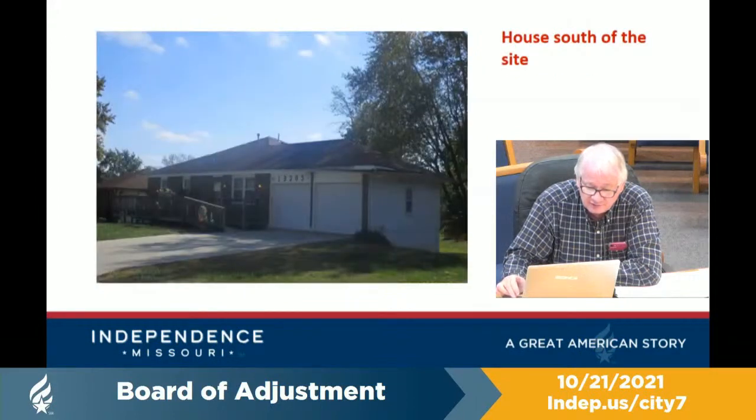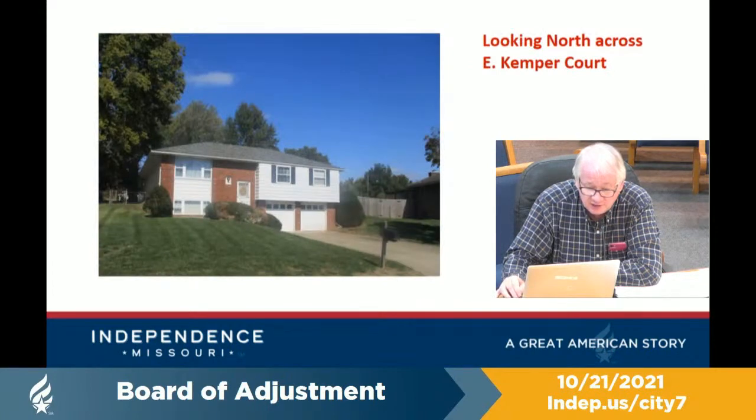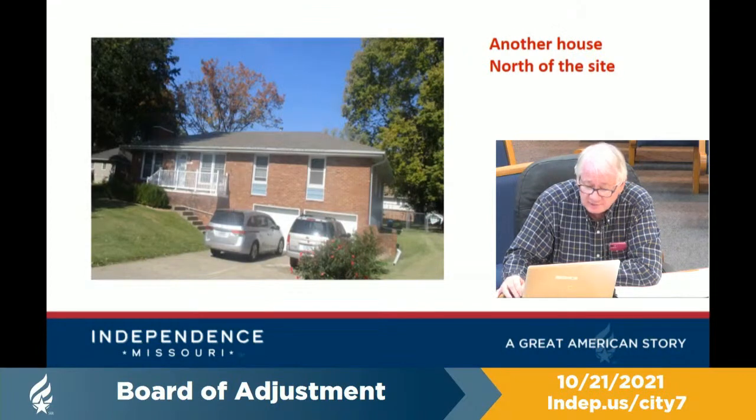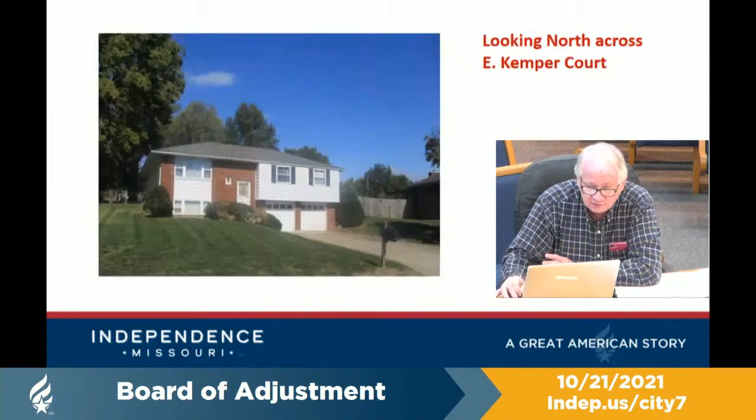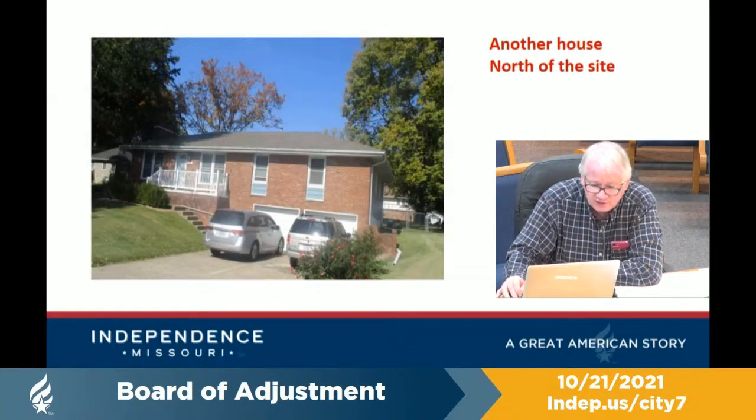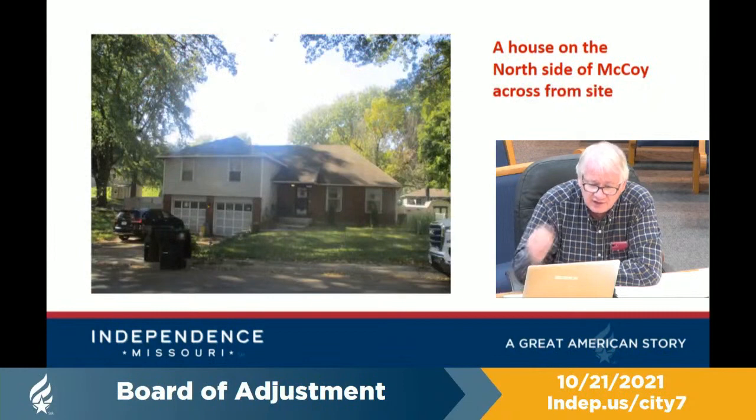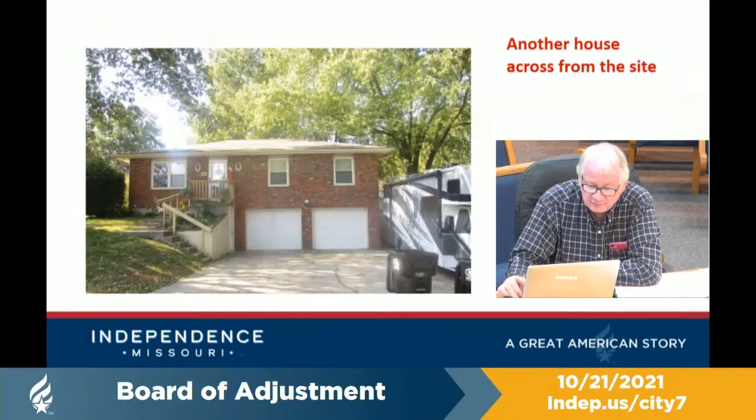This is the house that's immediately to the east of his property. So his house is just on the right side of this photo. And then there's a few houses on the north side of the street here. This is, I think, to the northeast a little bit. And then this is to the northwest, just directly across from his site. This is a house on the north side of McCoy here, and another house on basically the same side of McCoy.